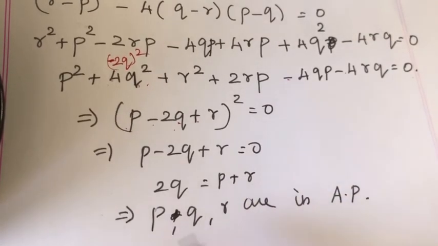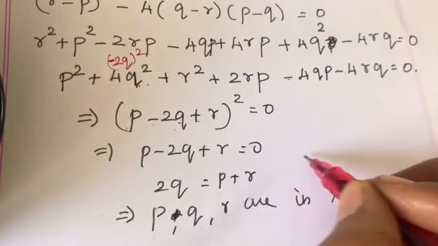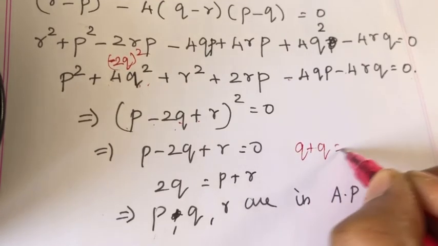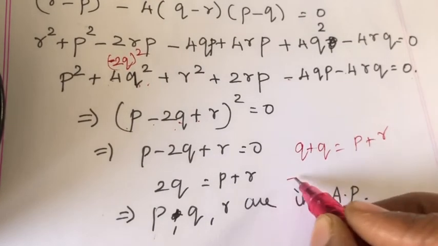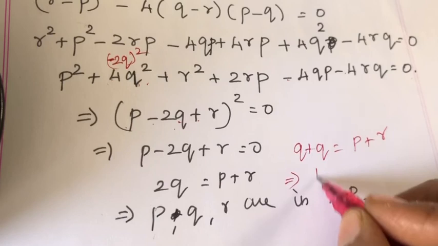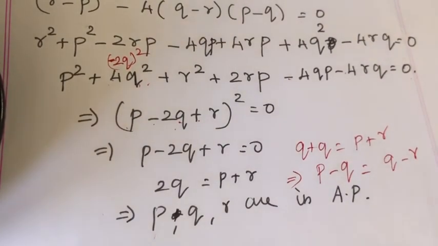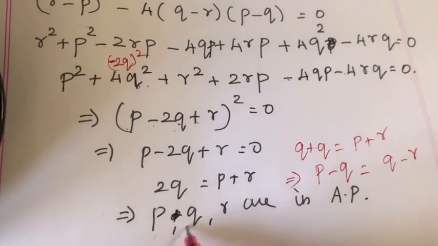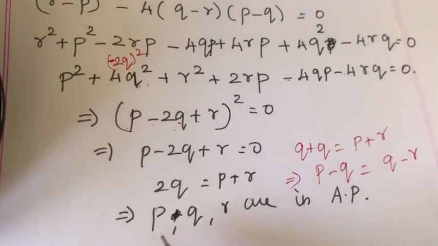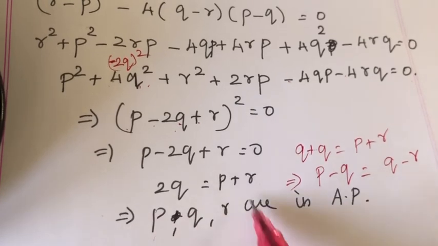As we did in the previous problem, here also we can write q plus q equal to p plus r. So, that implies p minus q is equal to q minus r. That implies p, q, r are in AP. That means the common difference is equal. The difference between p and q and between q and r is equal.